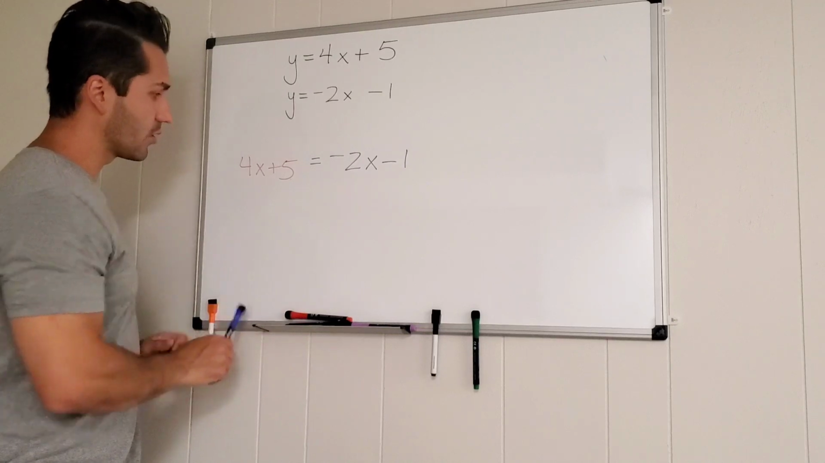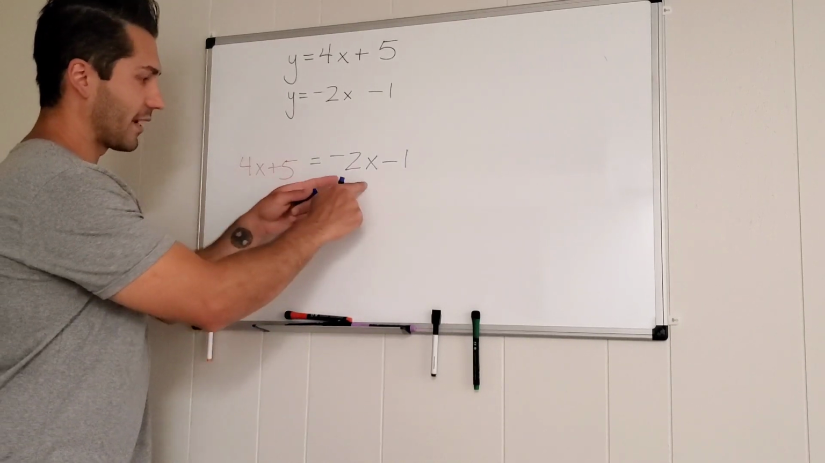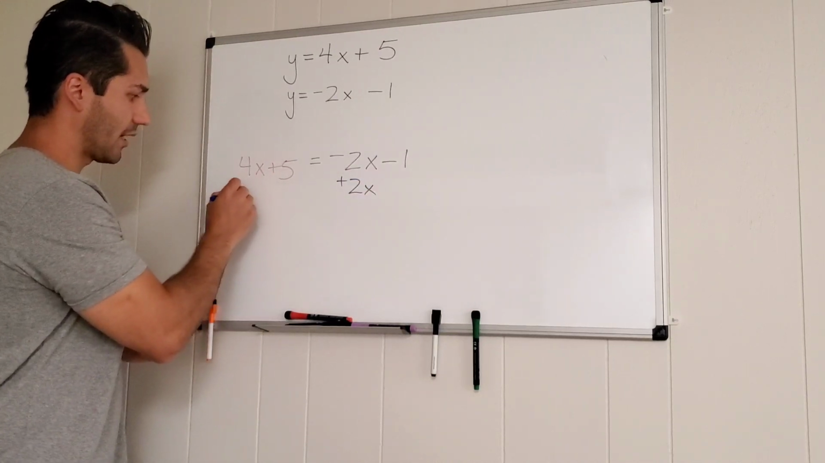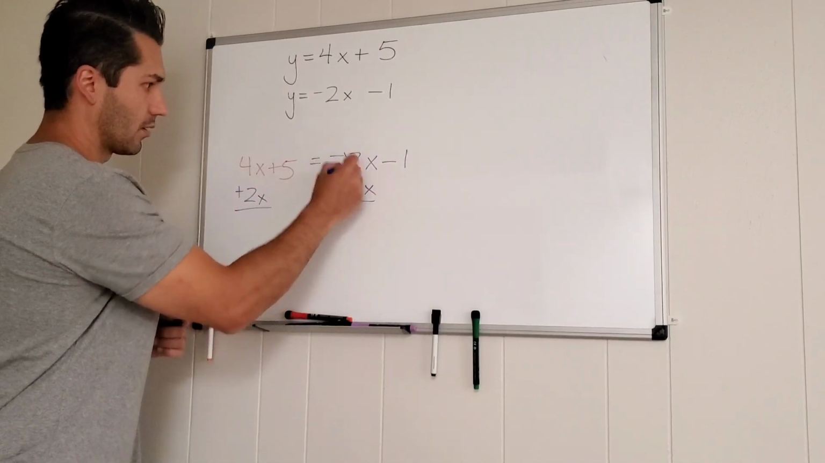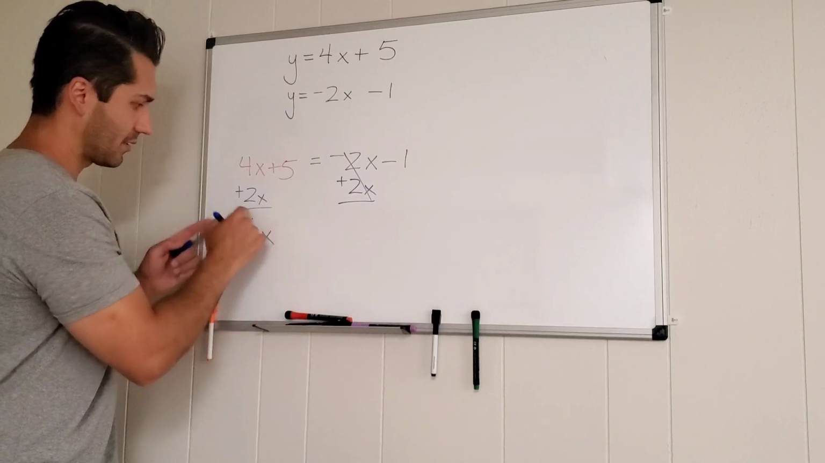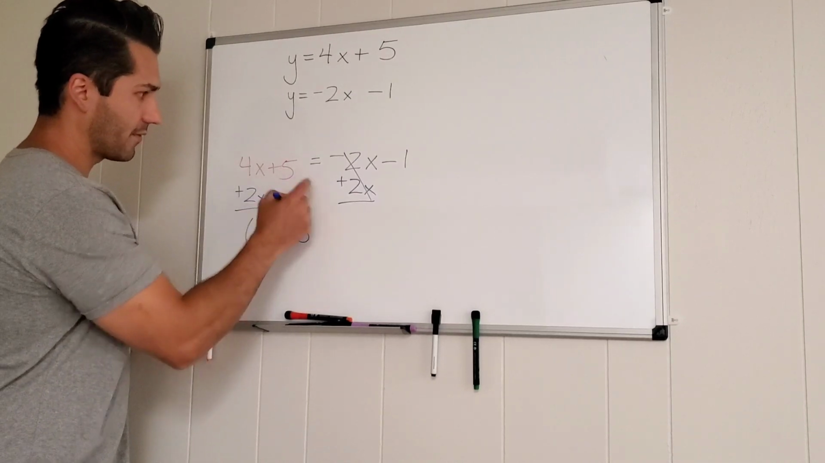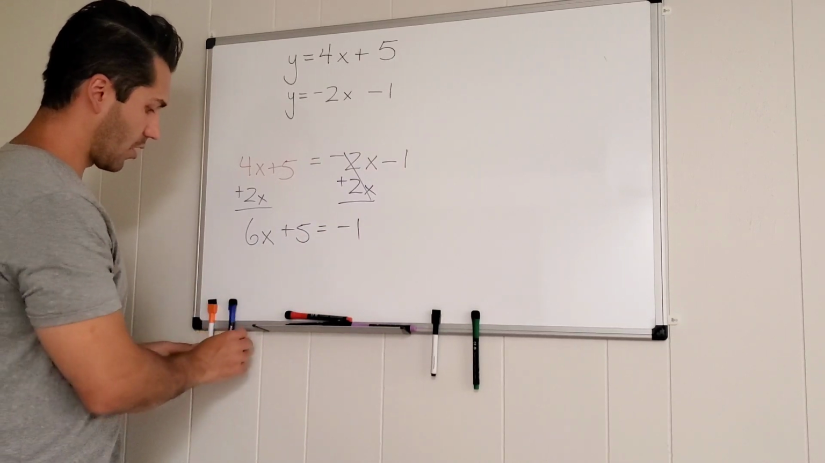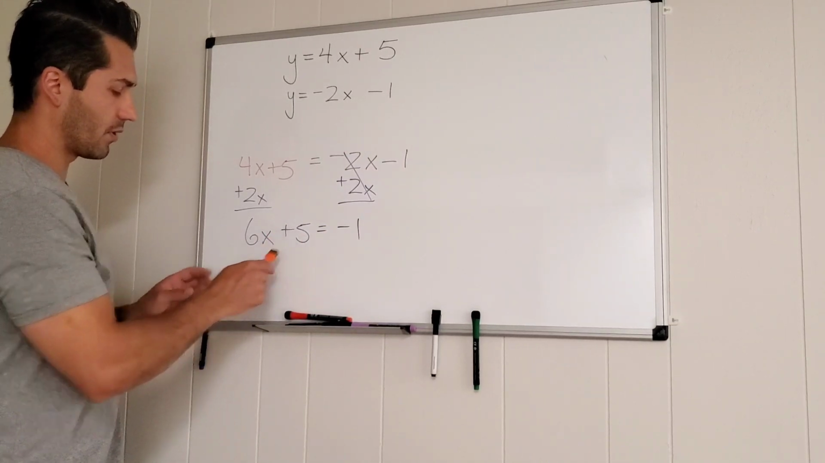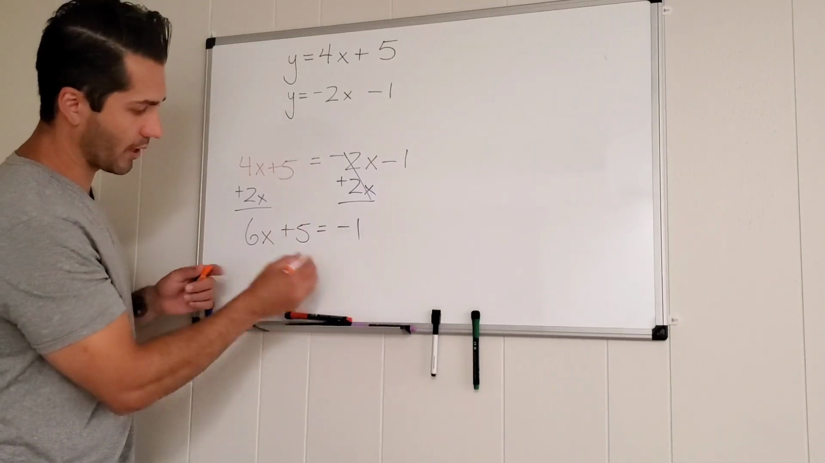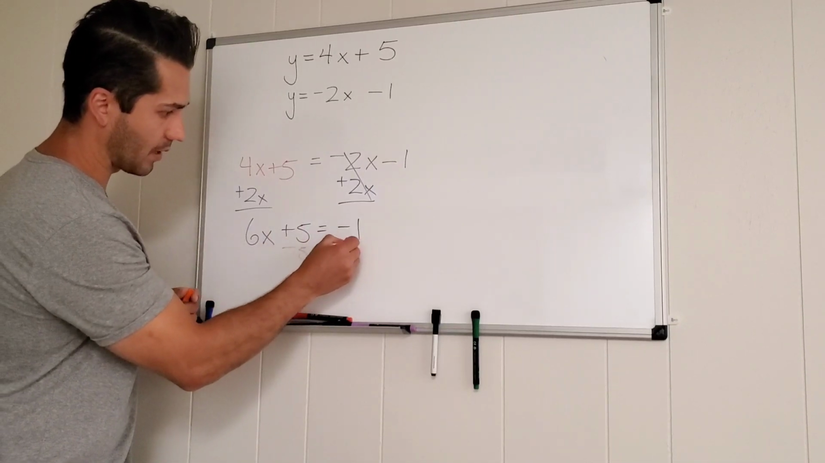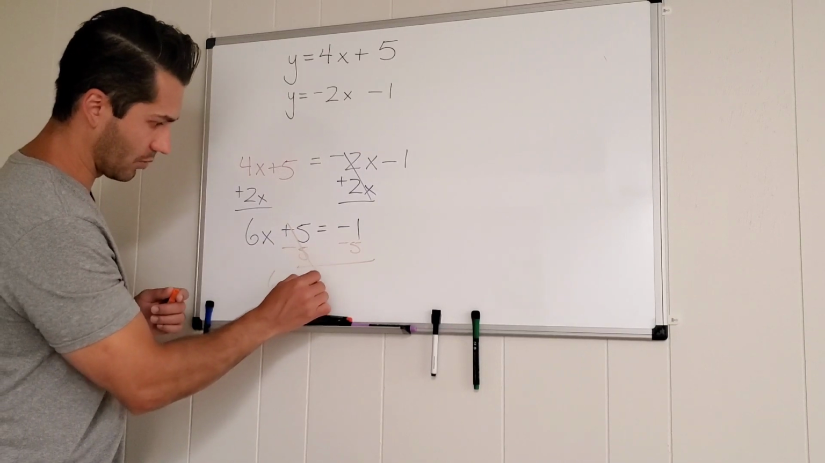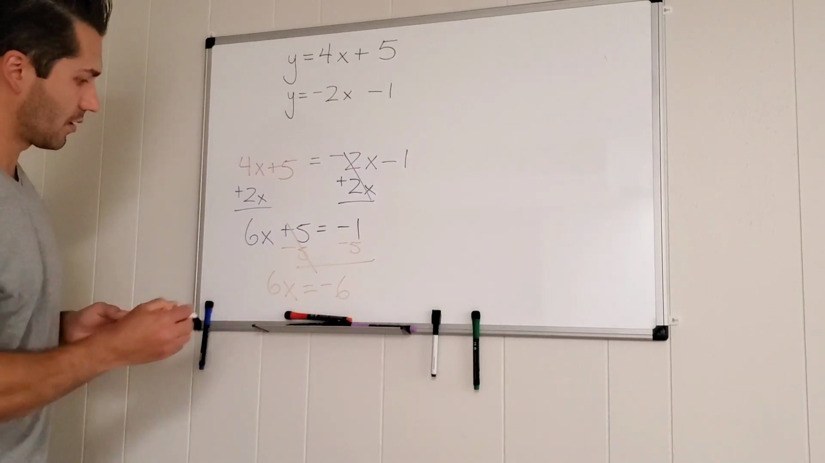So I'm going to solve this equation. 4x, negative 2x. I have x's on both sides. I'm going to add this 2x. Whatever I do to one side, I do to the other. And I now have a 6x plus 5 equals negative 1. Keep going. I have this plus 5 to get rid of. Remember, get rid of what's furthest away or on the same side. Minus 5, minus 5. I now have a 6x equals negative 6.